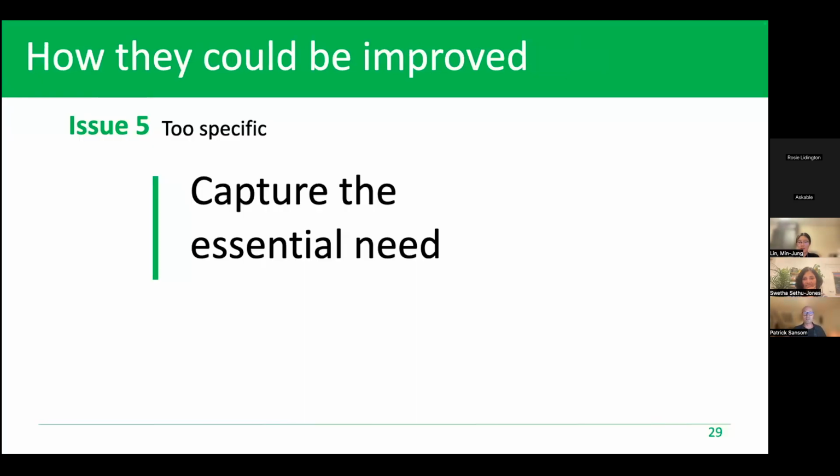What do we do about that? User needs should generally be abstracted from low-level detail. As I mentioned before, they should capture the essence or root cause behind a need.